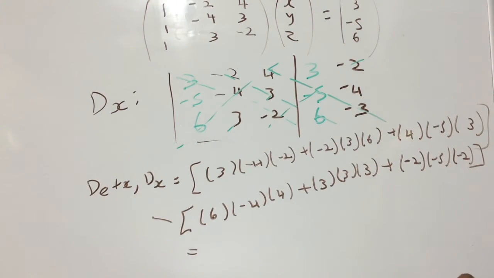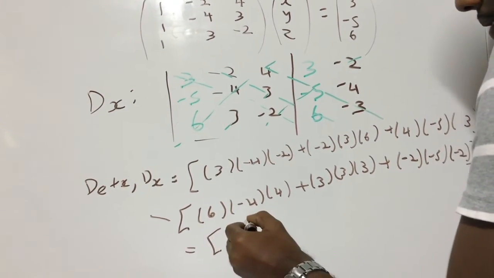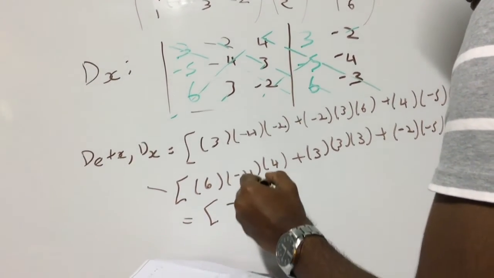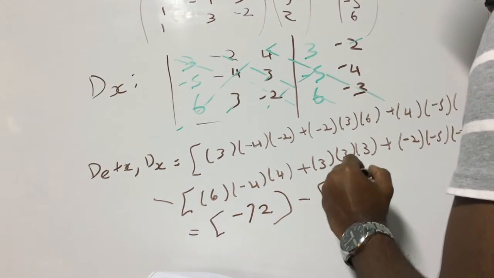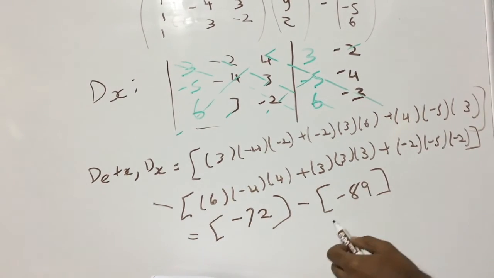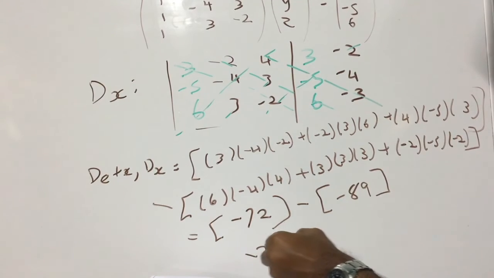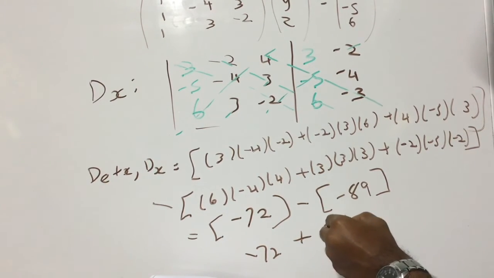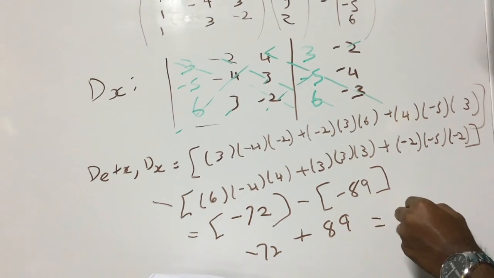When these brackets are simplified, you would get minus 72 minus 89. And when you have two minus signs, they become a positive sign. It's minus 72 plus 89, and that is equal to 17.